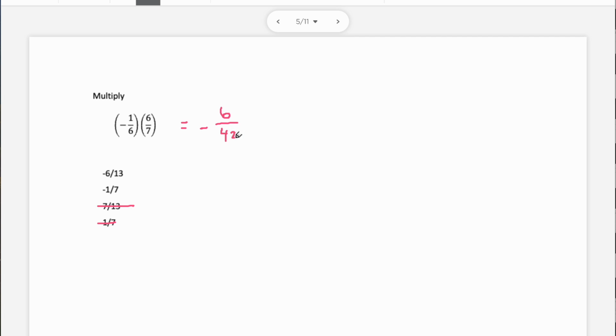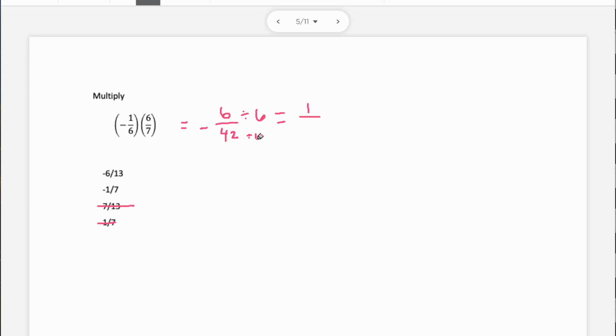Now look at your answers there. None of them say 6 over 42. We've got to simplify this fraction, okay? When I'm simplifying fractions, I like to start with the numerator and see if both the numerator and the denominator can be divided evenly by the numerator. So 6 can definitely be divided by 6, and so can 42. So we're going to divide the top by 6, which gives us 1 as our numerator.